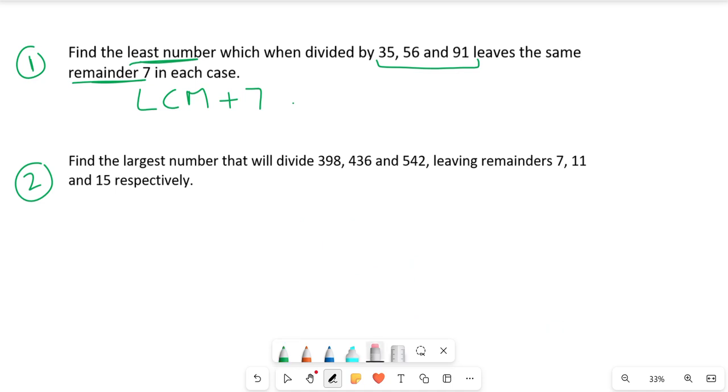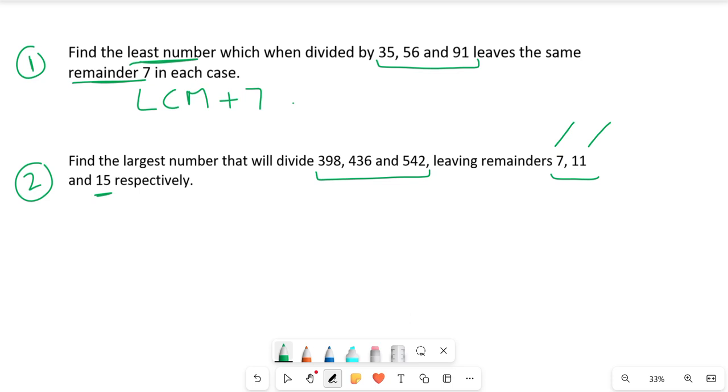Now let's look at the second question again. The largest number that will divide these three numbers. Since the number has to divide these three numbers, my number has to be smaller. But the remainders I should get are 7, 11 and 15. So what will I do? This 7, this 11 and this 15 are extra.